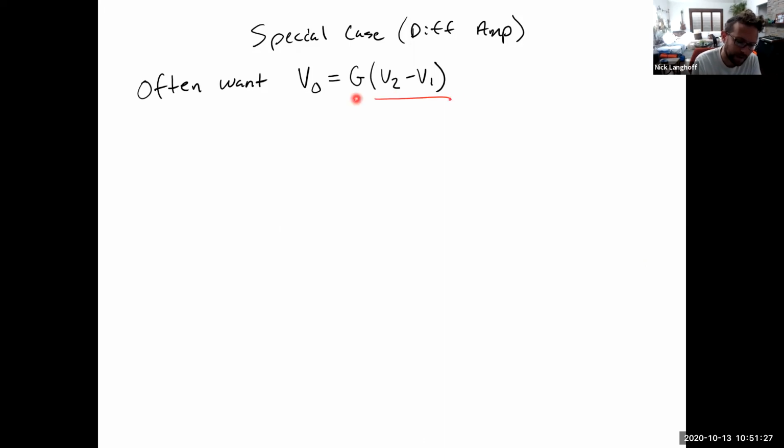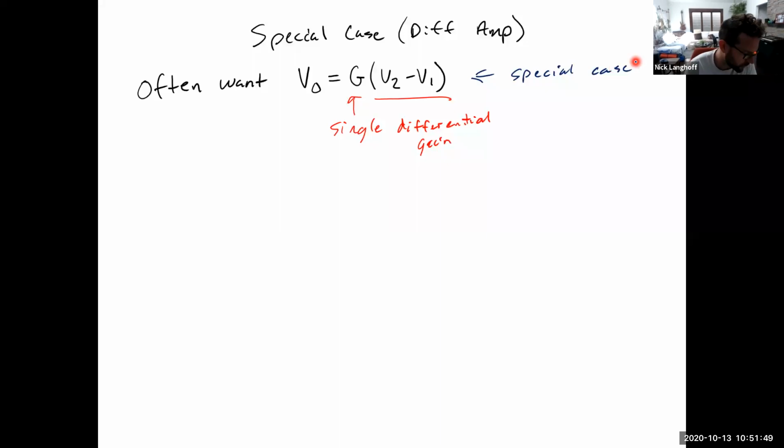A lot of the times we want something where we would like V2 minus V1 times a single differential gain. All right, so that's called the special case. That right there is the special case. And the question is, what does G equal? How do we get, what resistors do we pick so that we get a single gain? And what is that gain in terms of those resistors? So what we'll do is we'll take the general case.